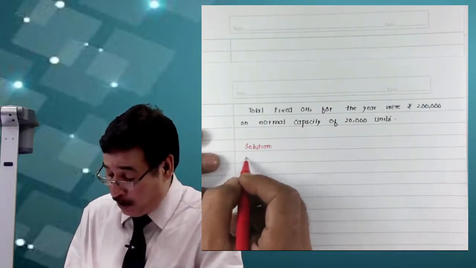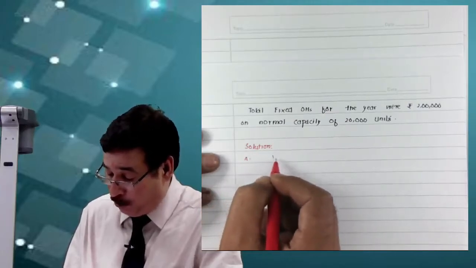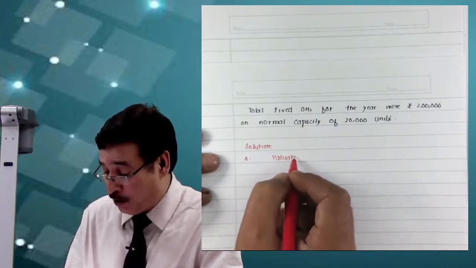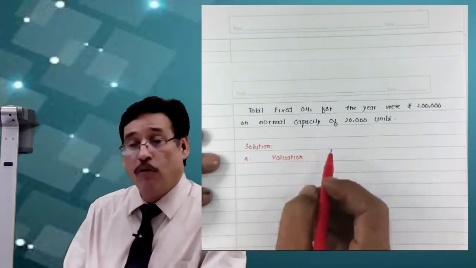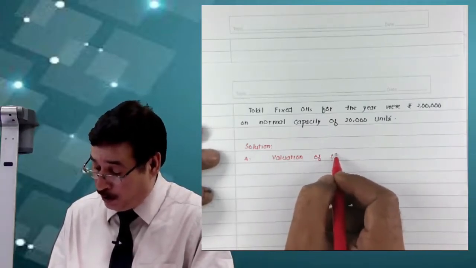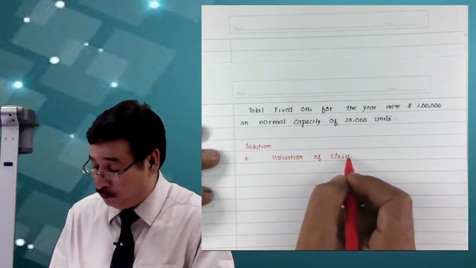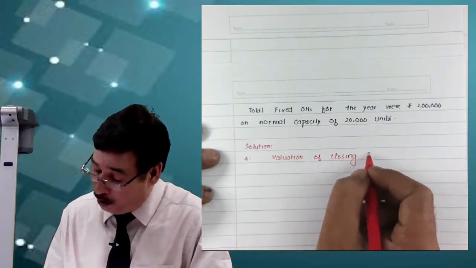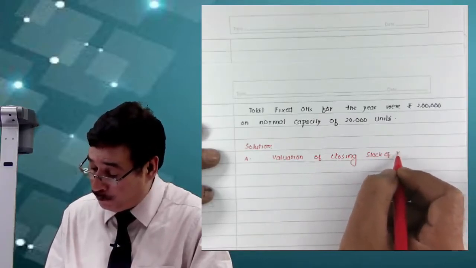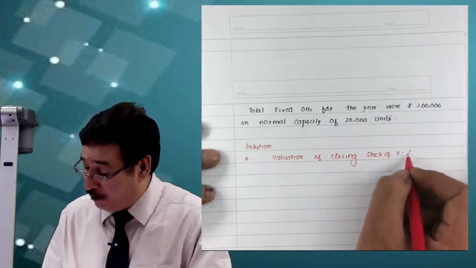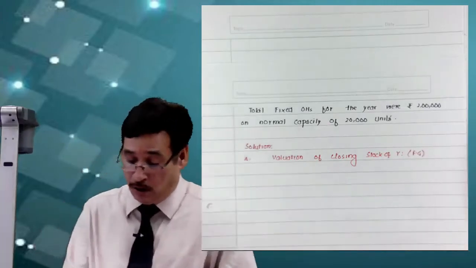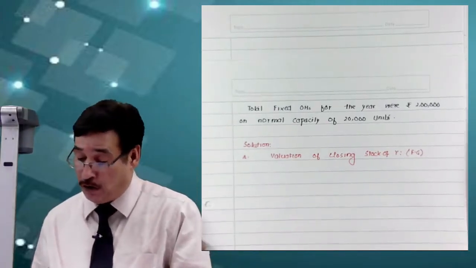First, A. Let me do the valuation of closing stock of Y. That is finished goods. Remember, Y is the finished goods, correct? So we are doing the valuation of closing stock of finished goods.